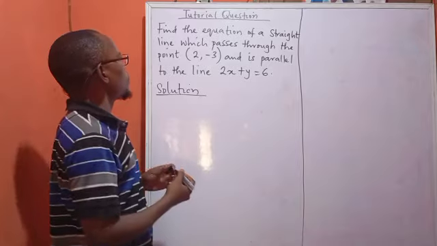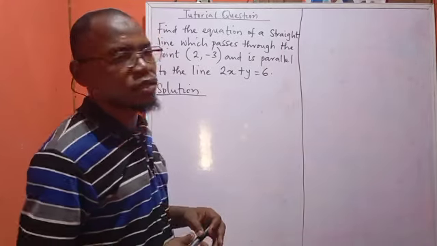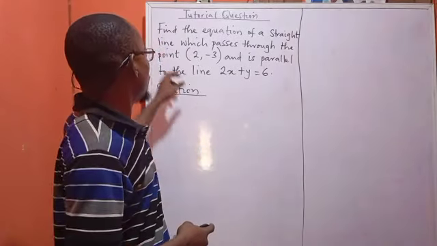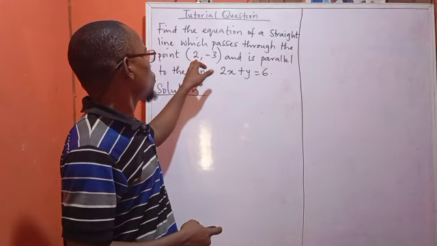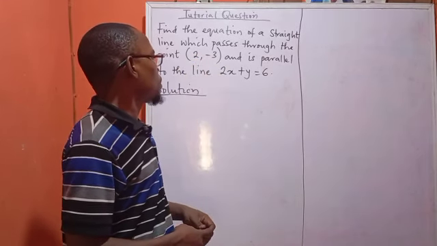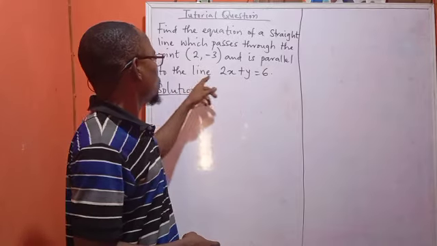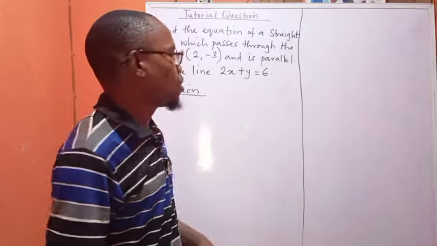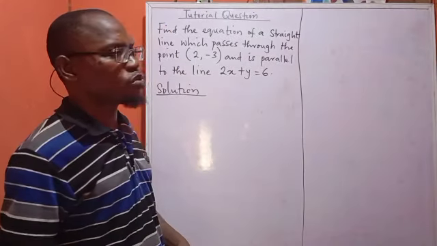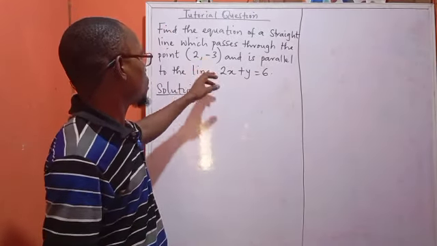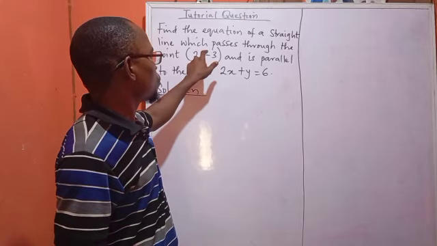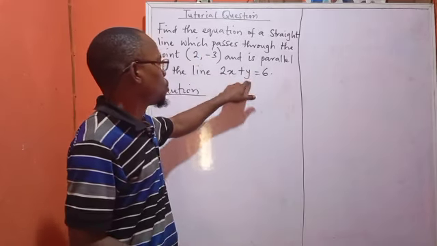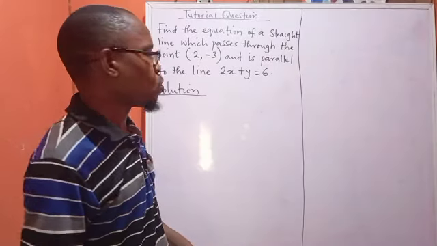Okay, the question is: find the equation of a straight line which passes through the point (2, -3) and is parallel to the line 2x + y = 6. So we are asked to find the equation of a straight line that passes through this point and is parallel to this equation that we have.